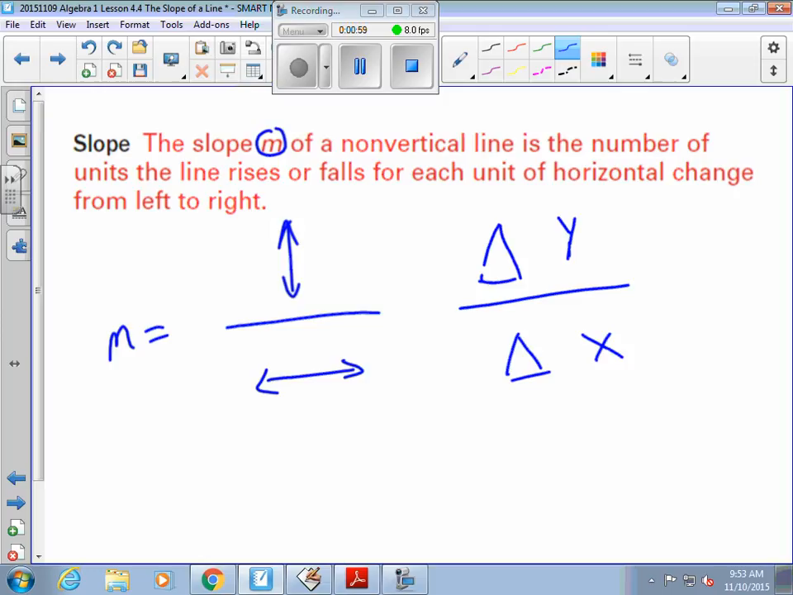Anytime you see that little triangle, that means change, delta. Change of y over the change of x. Rise over run, up and down over left and right. If it goes up, it's positive. If it goes down, it's negative. If it goes left, it's negative. If it goes right, it's positive. It's just like looking at a Cartesian plane. You know, up is positive, down negative, left negative, right positive. Same thing.